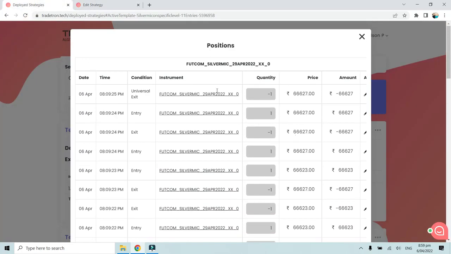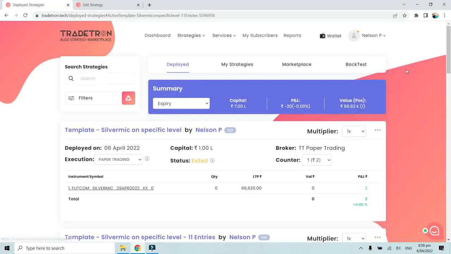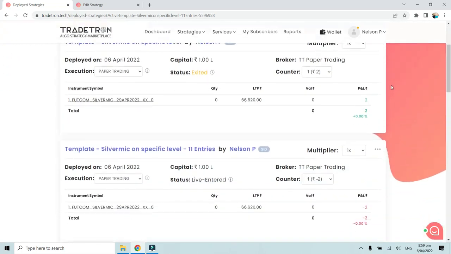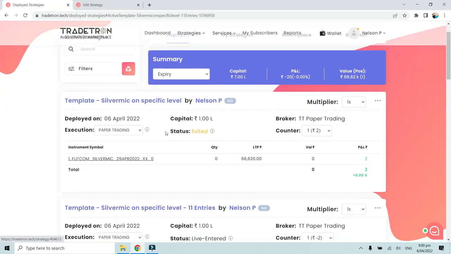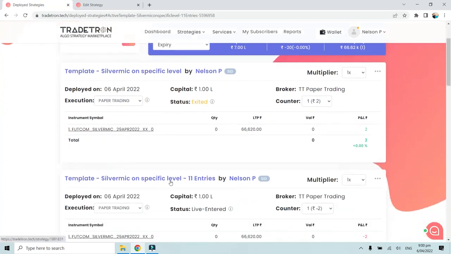So this is an example of how the strategy goes into loop. There is a very strong way of stopping the number of trades that the strategy takes. We have this position details keyword. In this strategy, which is similar, as you can see in the template over here, I have restricted the number of entries that this strategy can take to a maximum of 11. It will not take more than 11 entries at any point in time.